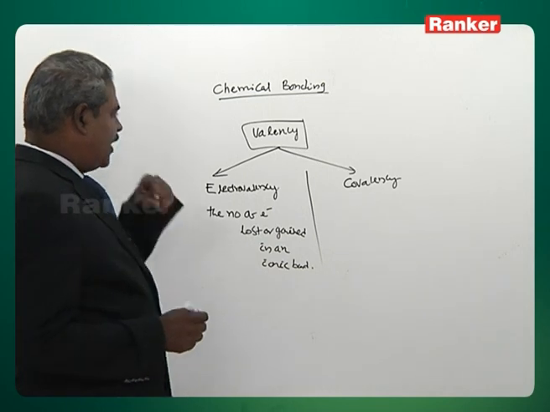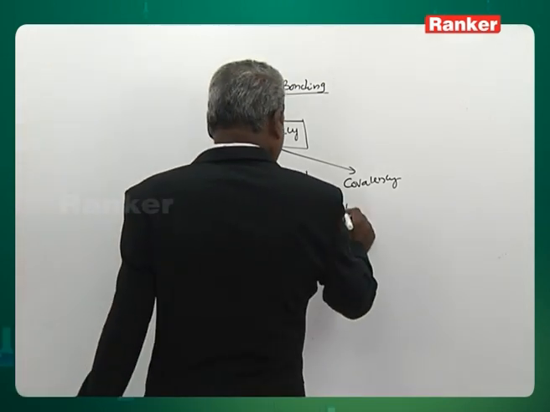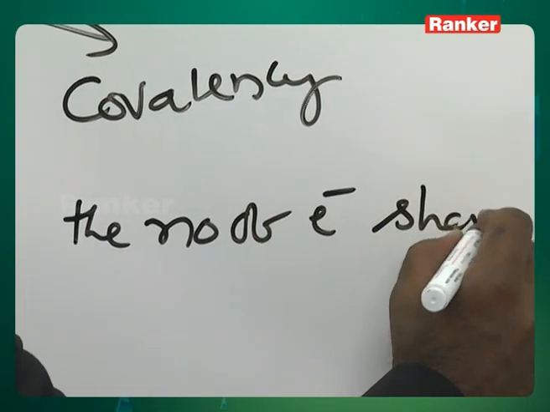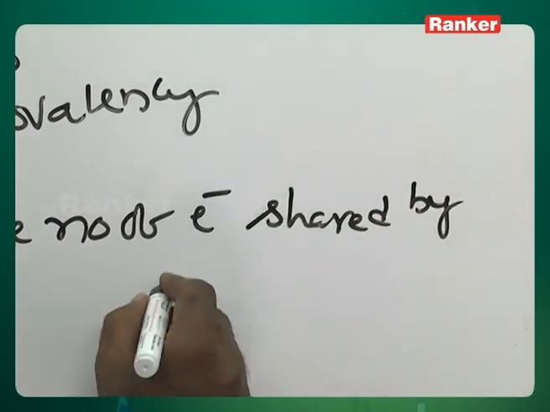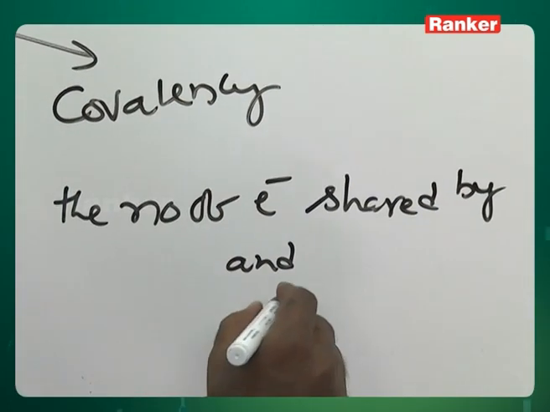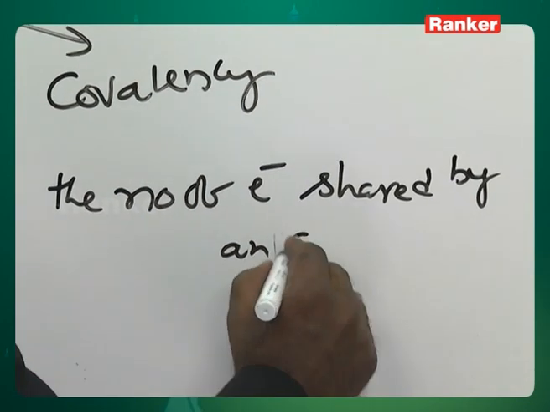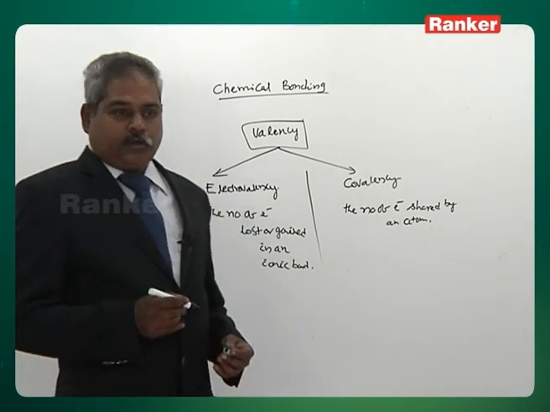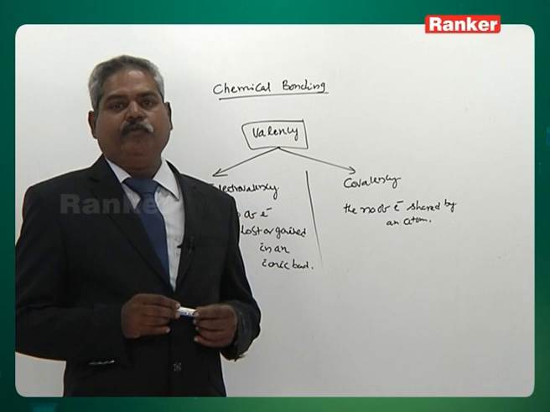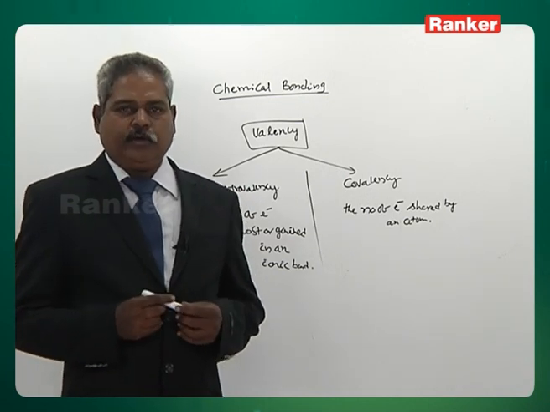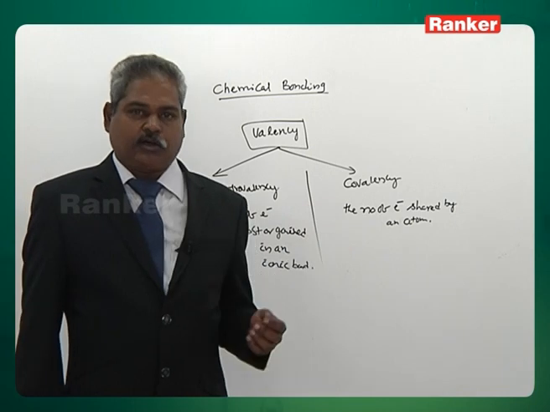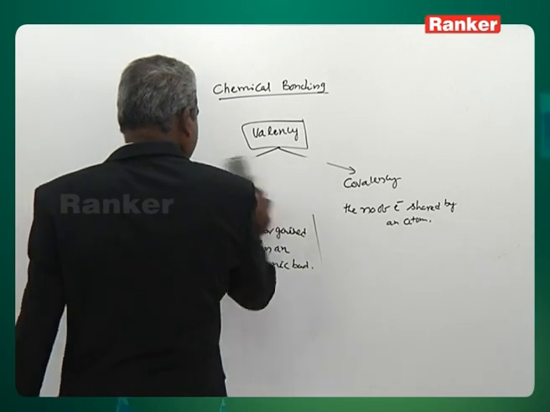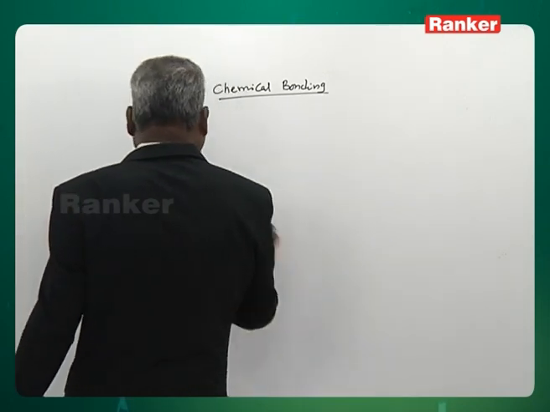Now, covalency is the number of electrons shared by an atom. So, this electrovalency will be obvious in compounds. MgO, magnesium is losing 2 electrons, oxygen is gaining 2 electrons, Mg2 plus O2 minus. But this covalency is somewhat hidden. We have to find this out.